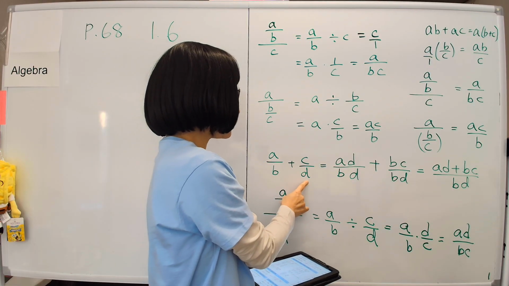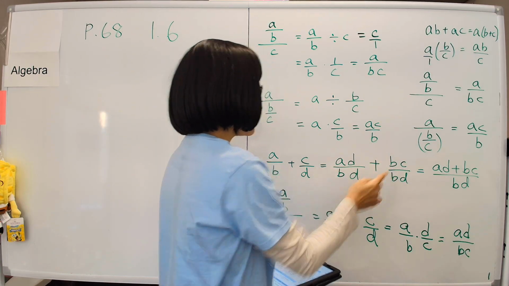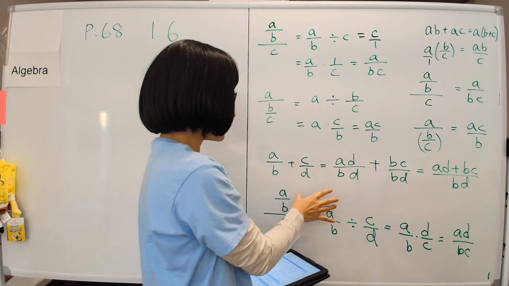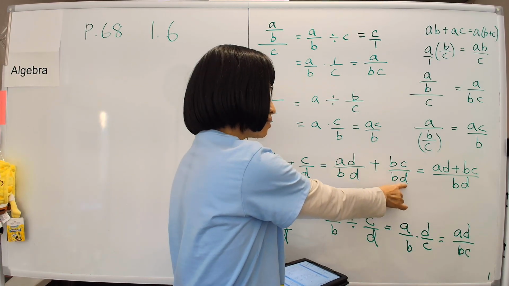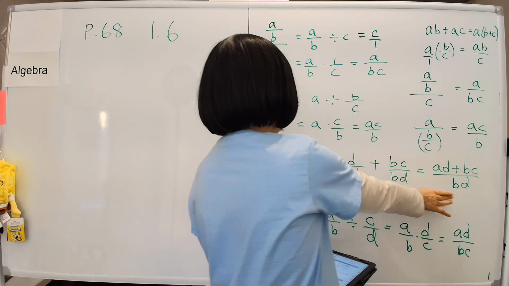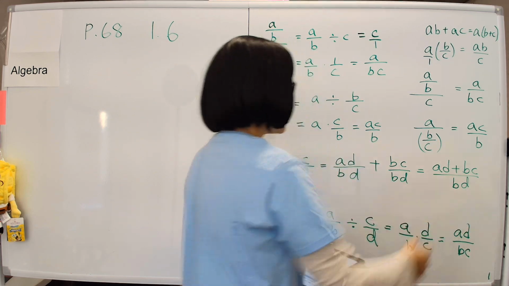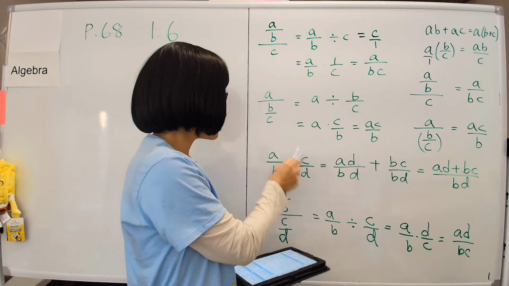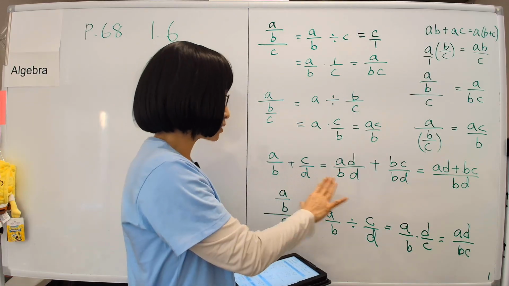Similarly, for c over d, we multiply by b over b, which is just 1, so we haven't changed anything. But when you add them up, because now they have the same denominator, we can add up the fractions. So we just add up on top, and that equals that. And which is why this equation ends up equal to that equation. And that is how you normally do fractions in lower grades. This is just written in a symbolic form so that you can see what's going on.